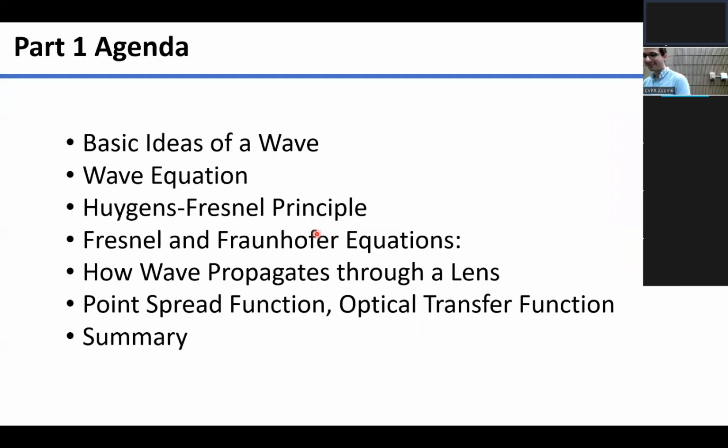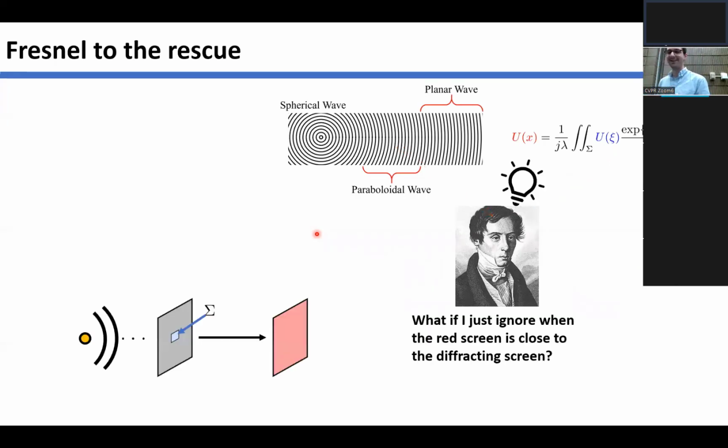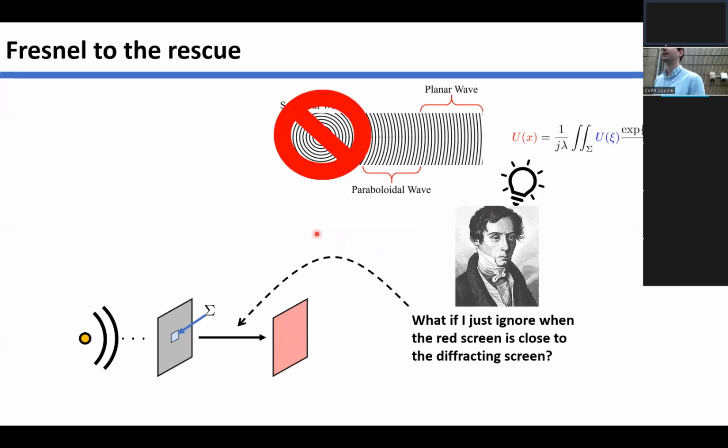So then there's someone who is very, very clever. He's taking all these ideas into his mind. He goes, a spherical wave, if I let it go out far enough, starts to look like a parabolic wave. And if it goes out even further, it starts to look like a plane wave. He also has this equation, and he's angry like us. We can't solve the problem. And then he has this idea, oh, I know what I'll do. What if I just ignore when the red screen is really close to the diffracting screen? So essentially, go for it.